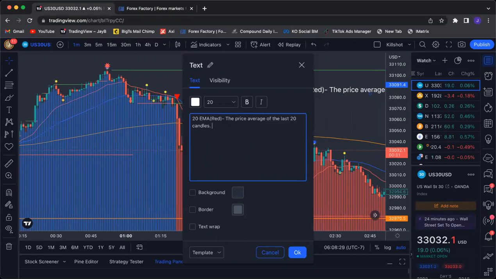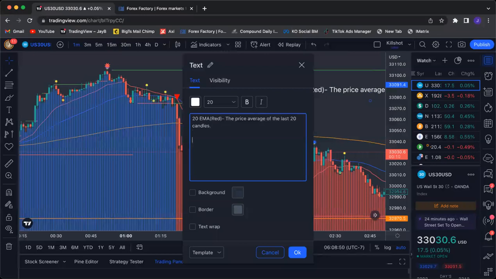So just think of that red EMA when you go to the 15-minute chart as essentially 20 times 15. You got 300 minutes back, right? That makes sense. So it's essentially a 5-hour EMA.